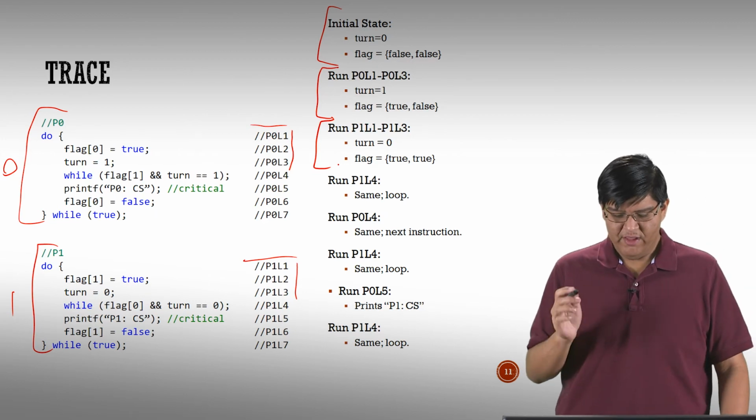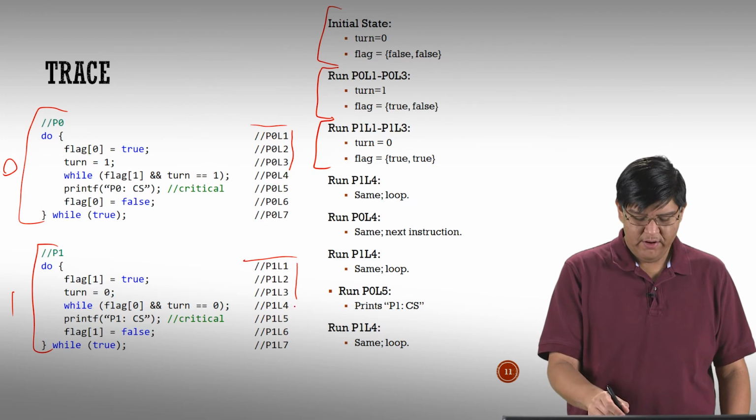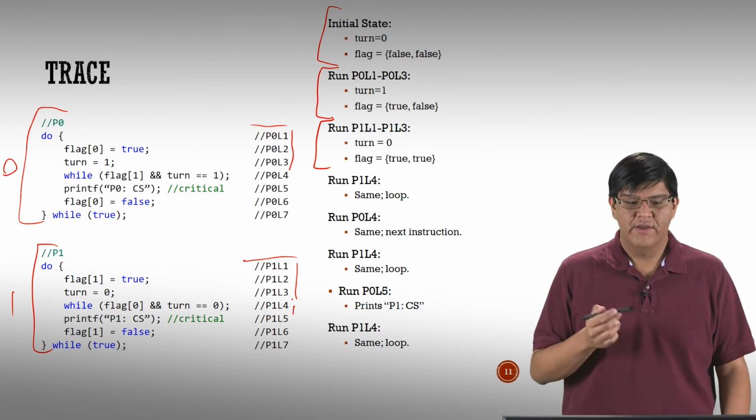All right, so we've executed 3 lines from each. Let's say that P1 wanted to run a little bit more, so let's say we go over here. Well, in this case, my flag of 0 is true.